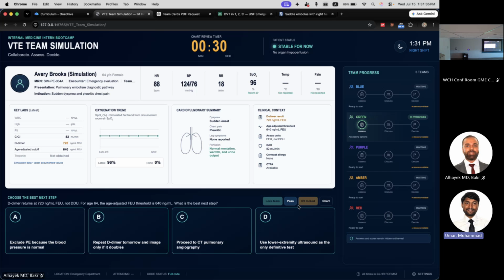All right, so you did the D-dimer, and the results come back. It's 720, and your age-adjusted D-dimer, this is a highly important point here: if a patient is older than 50 years old, you do an adjusted D-dimer. It's the age times 10. So this patient is 62, and their cutoff should be 620. Their D-dimer is 720. So what do you do next? You exclude the PE, you repeat the D-dimer tomorrow, you proceed with CTPE, or you use ultrasound to see if there's any lower extremity thrombosis.